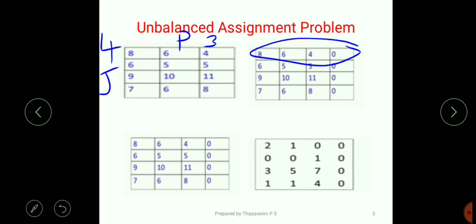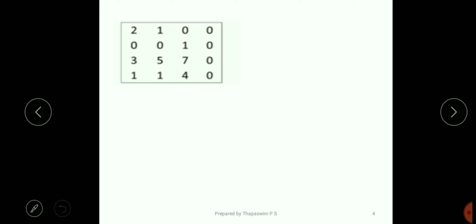Now after we perform the row minimum and column minimum, the next step is to perform a zero assignment. That is, identify each row which has exactly a single zero, make an assignment, and then do this for the columns as well. Now this is the reduced matrix we got after performing the column minimum.